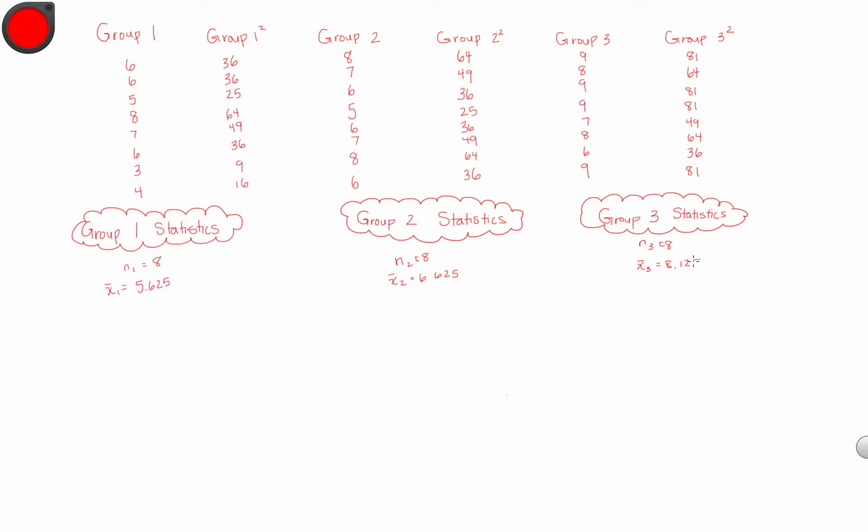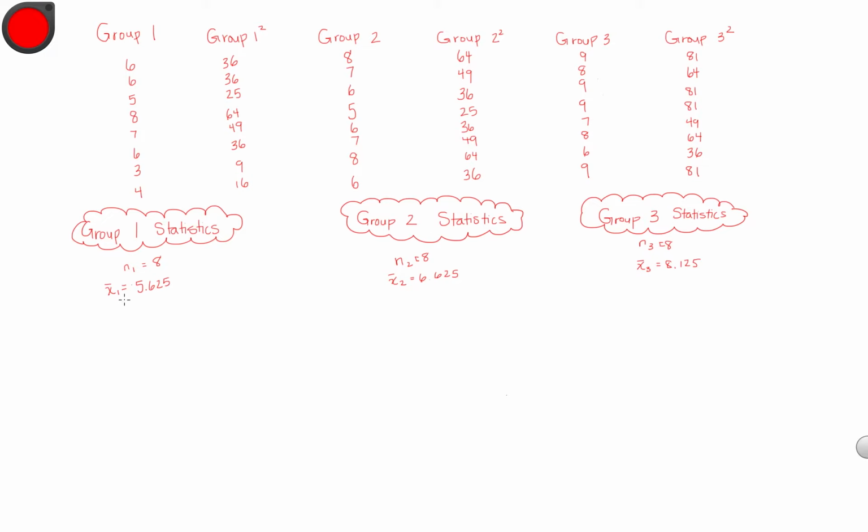8.125. So already it looks like we have some between group differences, right? Group 3 seems to be higher than group 2 by quite a bit, and group 2 seems to be a little bit higher on whatever dimension we're looking at than group 1. And so the analysis of variance is going to ask whether some of those differences might be significant or not.